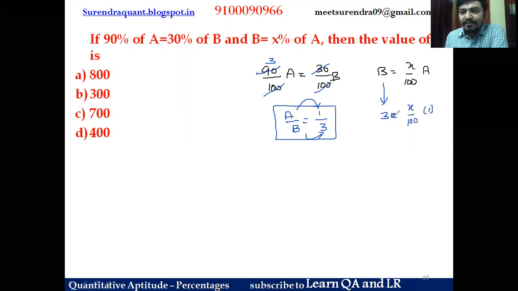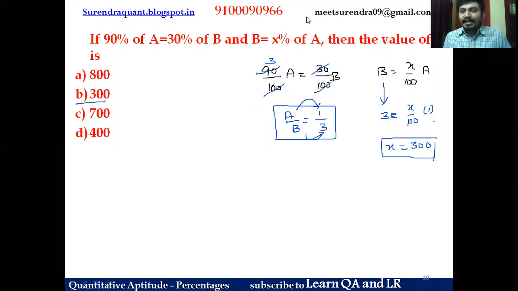Why am I taking this advantage? If I take some constant multiple K, so 3K and K, the K gets cancelled on both sides of the expression, right? That's the reason we are simply taking the ratio as numbers itself. Now what is X, guys? X is 3 into 100, 300. So simply we got option B as correct, right? Next question.